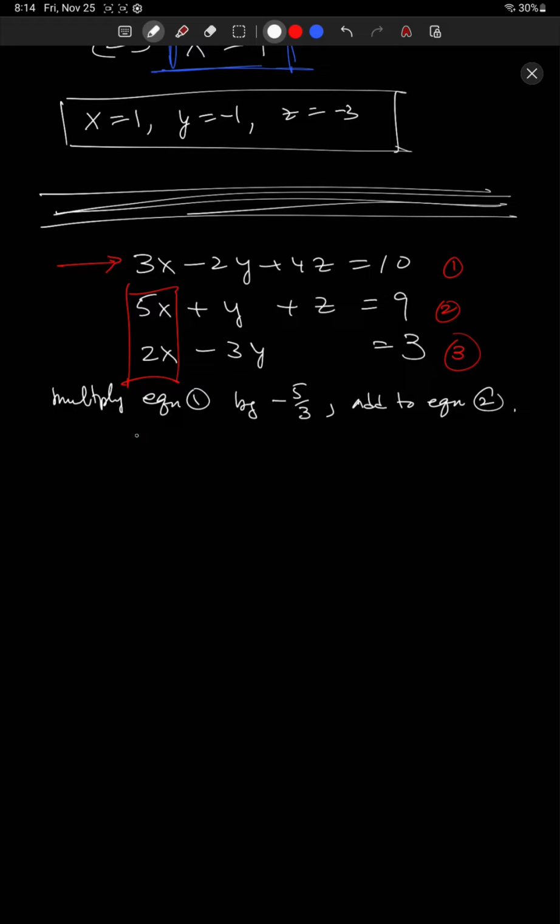Okay, so let's just do that just to see that it actually works. If I multiply equation 1 by minus 5/3, so minus 5/3 times 3 is minus 5, right? So we get minus 5x, and that's the key point. We need that minus 5x so that when we add it to the 5x, it'll go away. And then the rest of this is we just do the multiplication. So this is plus 10 over 3y, and then minus 20 over 3z is equal to minus 50 over 3. All right. The numbers might be horrible. There's nothing you can do about that. They just are what they are.